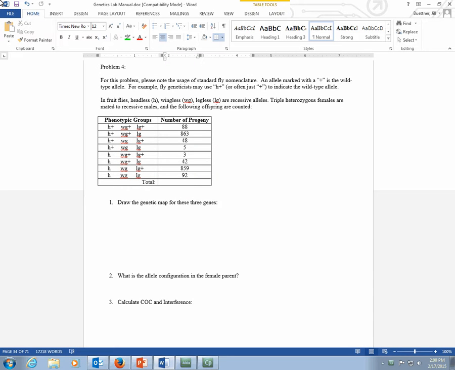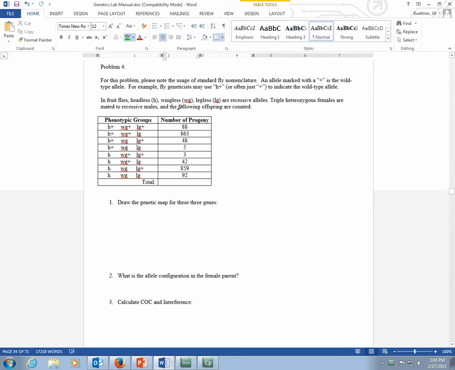Problem number 4. This one isn't significantly different, except that in this problem I've used a standard fly nomenclature, where you use a plus for a wild type allele and then a lowercase letter by itself for the recessive allele. So I just wanted to give you one that looks like this.